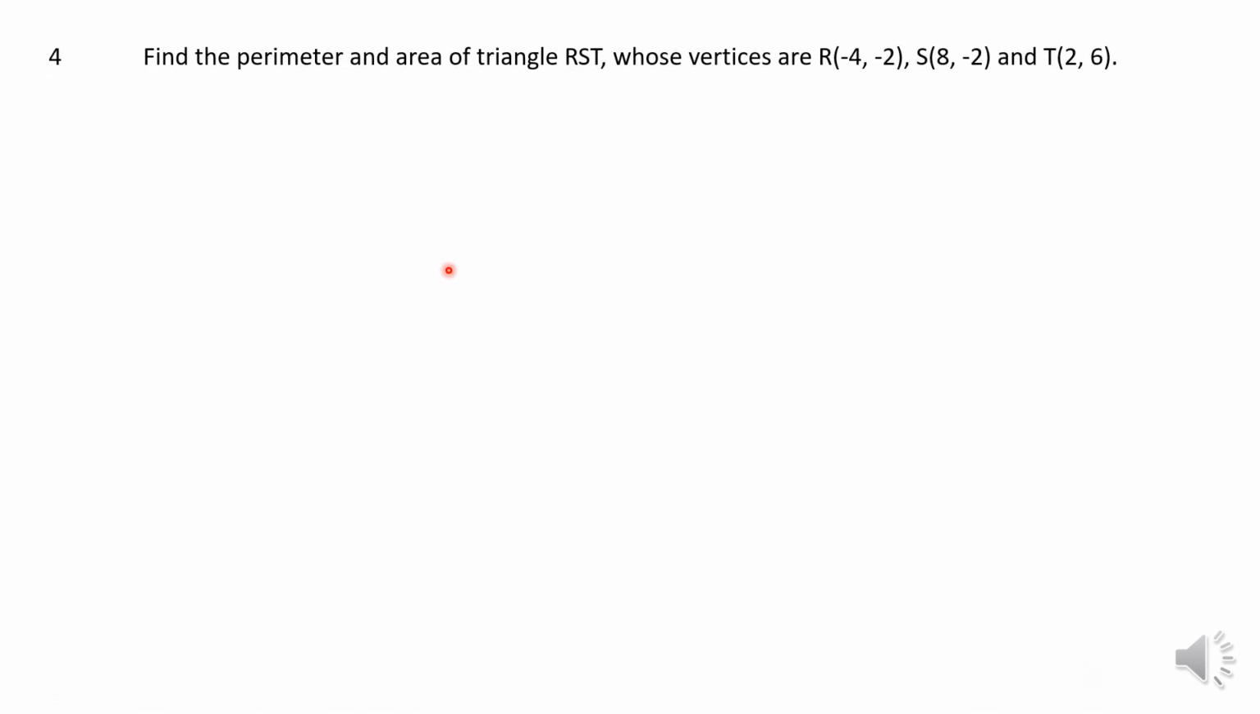Right, so the last question here is very similar to that. So you've got points R, S and T. You're supposed to find the perimeter as well as the area. So we do the same. We find RS, ST, and RT.